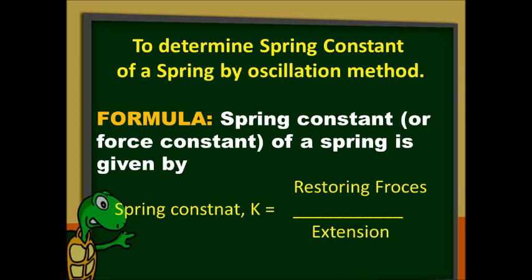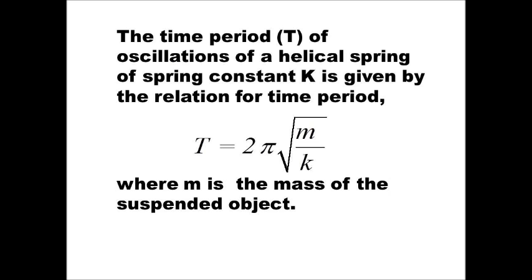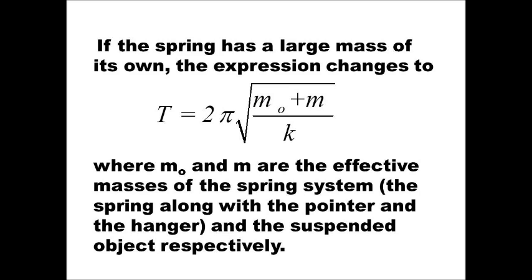To determine the spring constant of a spring by the oscillation method. The spring constant or force constant is given by K is equal to restoring force by extension. The time period of this oscillating helical spring is T equal to 2 pi root of m by K, where m is the mass suspended from the end of the spring.